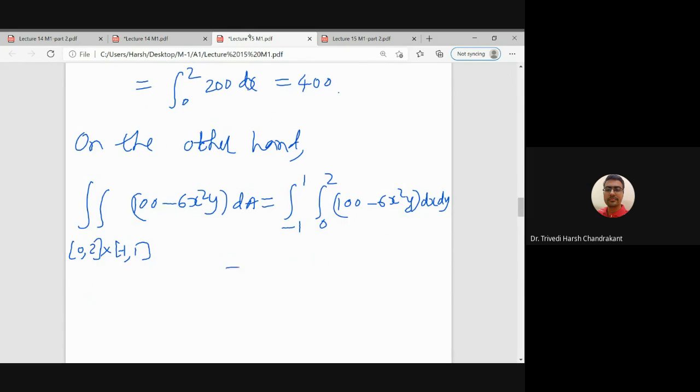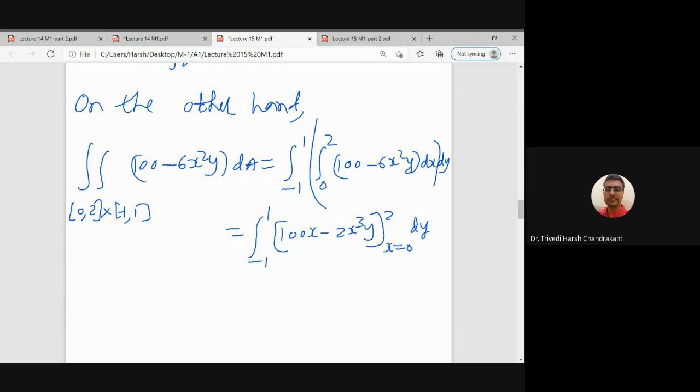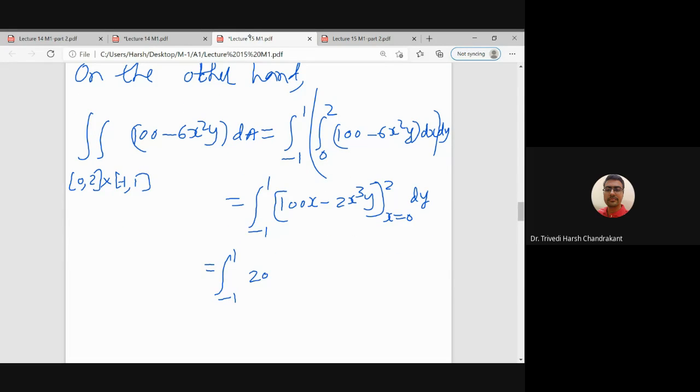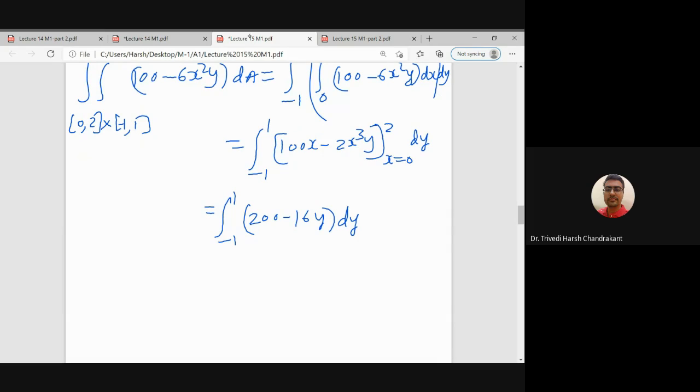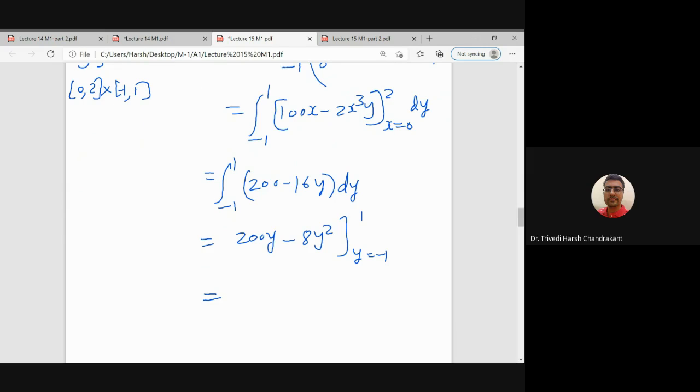So first we integrate with respect to x. Then we get the integral from -1 to 1 of (100x - 2x³y), the limit of x being from 0 to 2, dy. This is nothing but the integral from -1 to 1 of (200 - 16y) dy, which equals 200y - 8y², the limit being from y = -1 to 1. Once again, this 8y² is an even function, so that term will become 0, and finally we get 400.